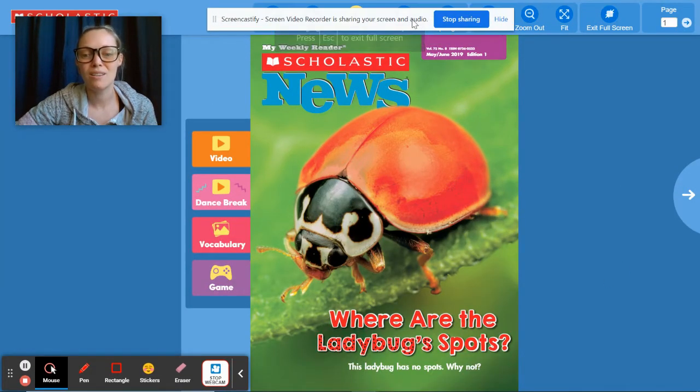Where are the ladybug's spots? This ladybug has no spots. Why not? I have a prediction based on something I read yesterday. We learned yesterday that their spots get lighter as they get older. So my prediction is that's why you can't see the spots. But I don't know if that's correct or not. I haven't read this yet.